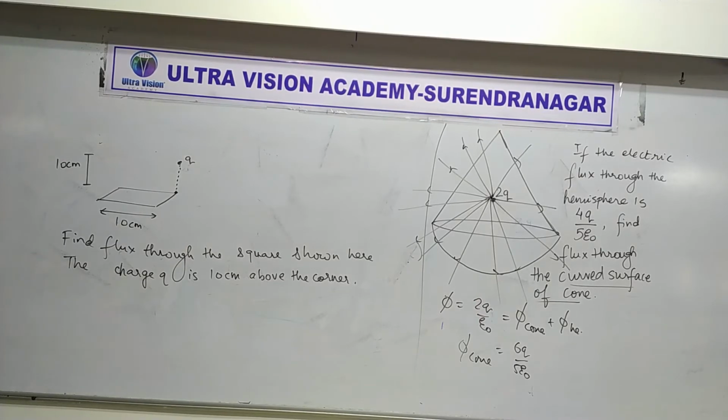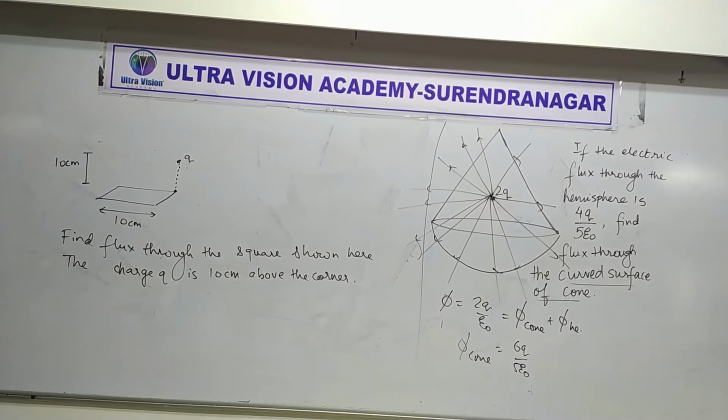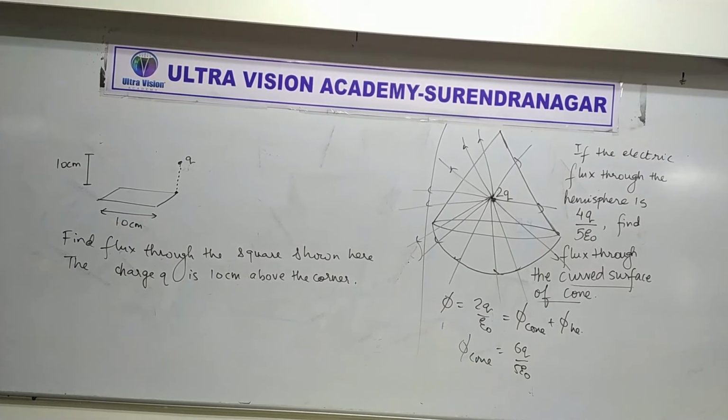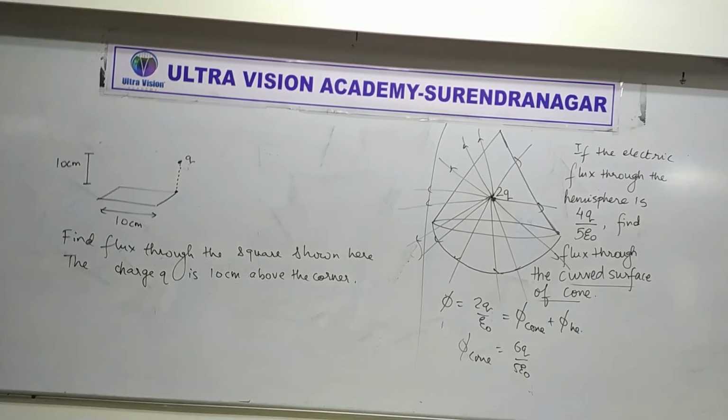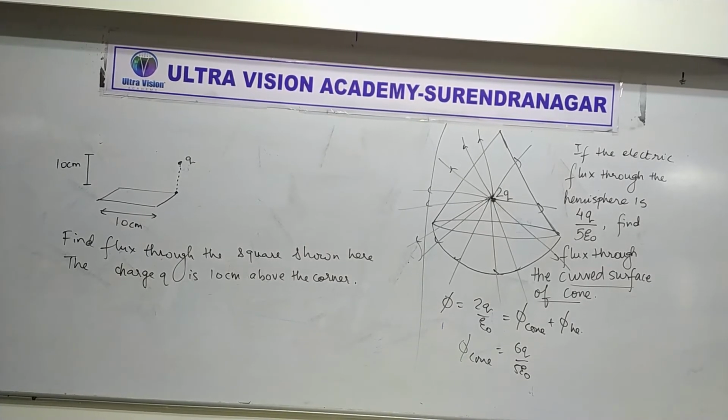Raj, what's your answer? Q by 8 epsilon naught. Q by 8 epsilon. Q by 24 epsilon. Q by 48 epsilon. Q by 4 epsilon. Okay, Q by 4. Why Q by 4? I am intrigued by that answer. If you had said Q by 6, I could still understand. Q by 4? Okay, sorry sir.